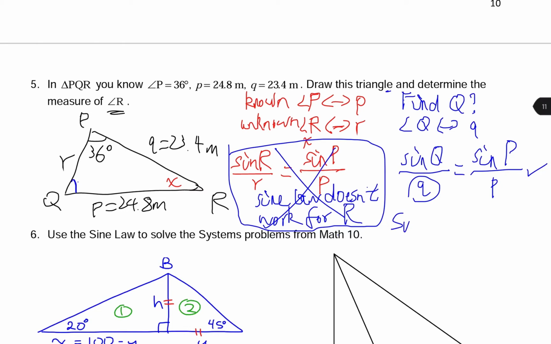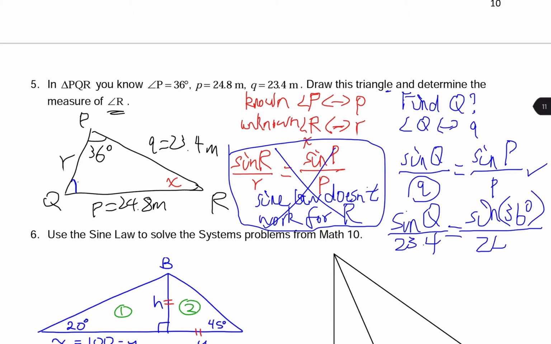So sine of Q over 23.4 meters. Oh, do not need to worry about the units. Is equal to sine of 36 degrees over 24.8.